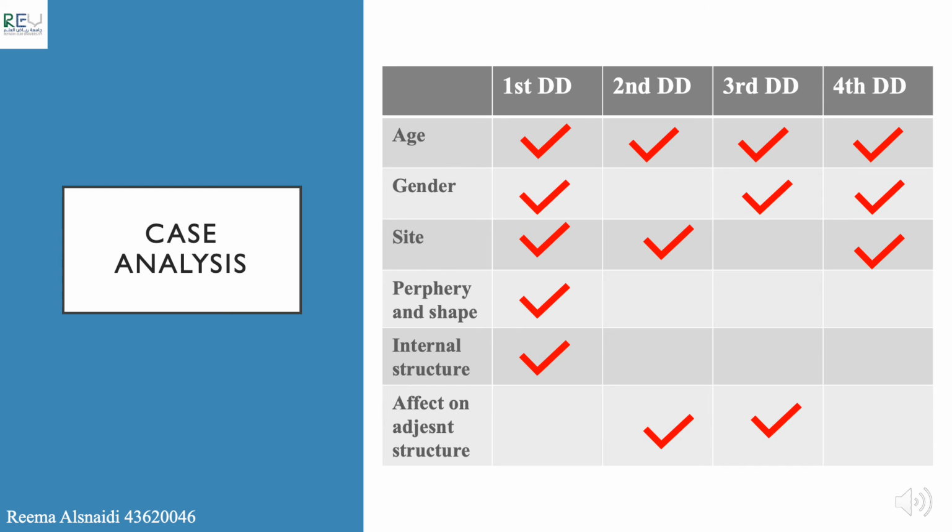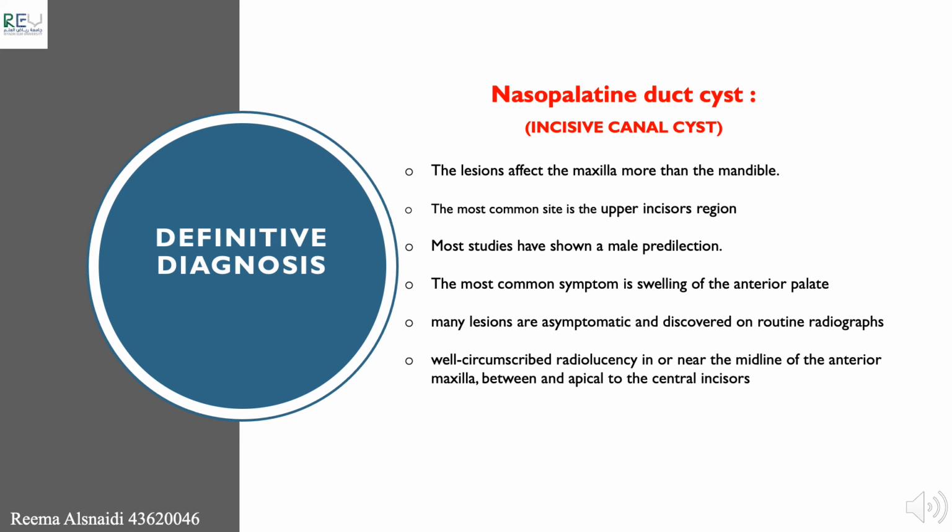This is our case analysis according to the age, gender, site, periphery and shape, internal structures, and its effect on the adjacent structures. Our definitive diagnosis is nasopalatine duct cyst, which has another name, the incisive canal cyst. The lesion affects the maxilla more than the mandible. The most common site is the upper incisors region.